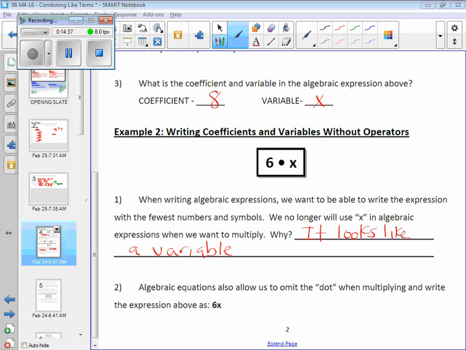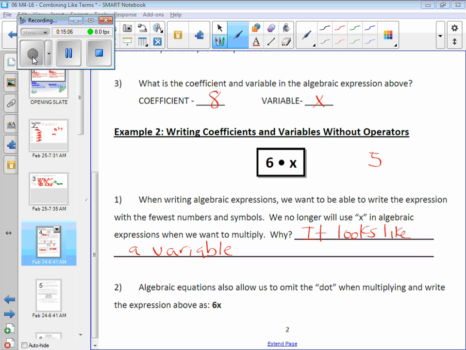One thing I want to, so this might have been you that mentioned this yesterday. Whenever you express a number next to a variable, you always put the coefficient before the variable. Right, like if you have 6 times x or 5 times y, the coefficient always goes before the variable.